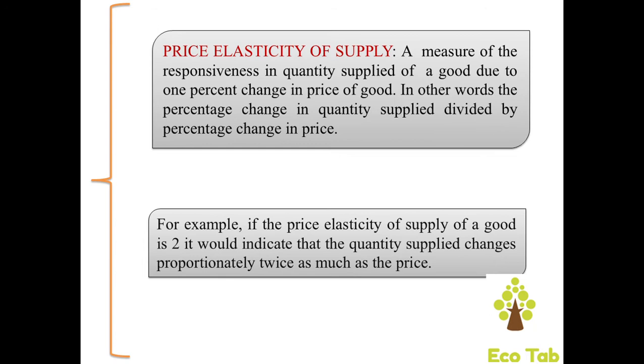Now, for example, if the price elasticity of supply of a good is 2, it would indicate that the quantity supplied changes proportionately twice as much as the price. Now you tell me, if the price elasticity of supply is 3, what would that indicate?